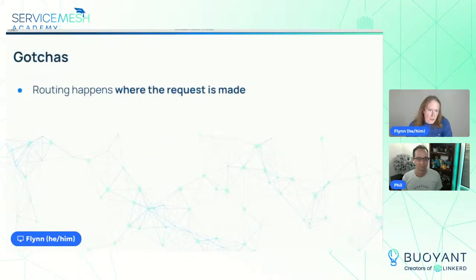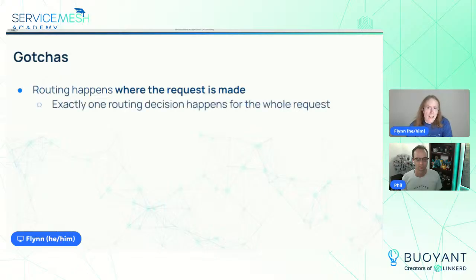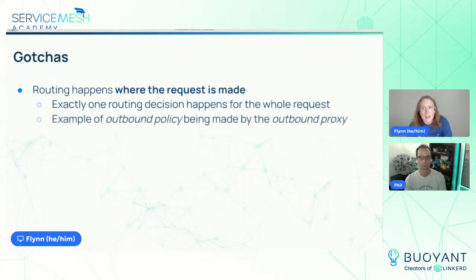The biggest gotcha, routing happens where the request is made, like we showed. There is exactly one routing decision that happens for the entire request. Again, this is not just a Linkerd thing. This is a Gateway API thing. This is an example of what we tend to refer to in Linkerd land as outbound policy getting made by the outbound proxy.